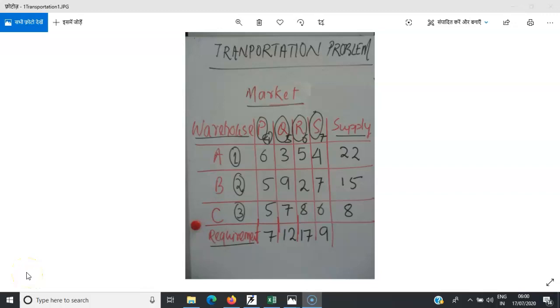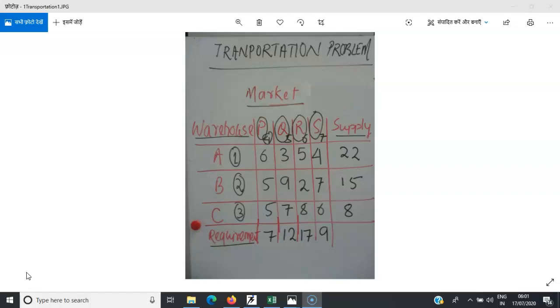Welcome to the transportation problem. Here we look into the problems regarding strategic sourcing. There are different warehouses, and there are different market locations from which we need to buy or we need to source materials.